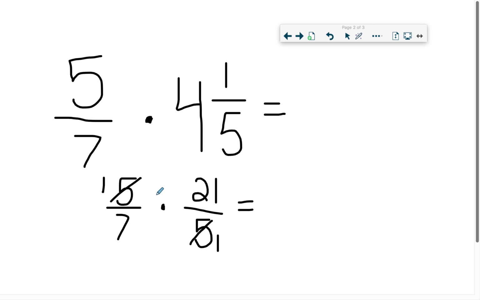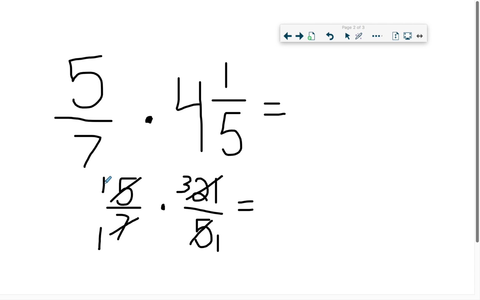Now, before you try and multiply across at this point, I want you to look. There's another numerator that has something in common with the denominator. 21 and 7 both have a common factor of 7. So we're going to divide them both by 7. 21 divided by 7 is 3. 7 divided by 7 is 1. Awesome. So now I'm as simplified as I can possibly get.